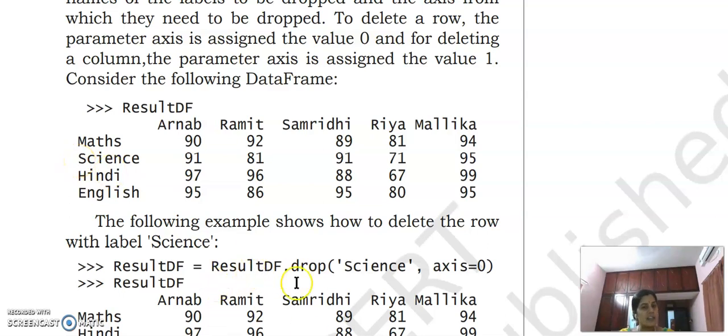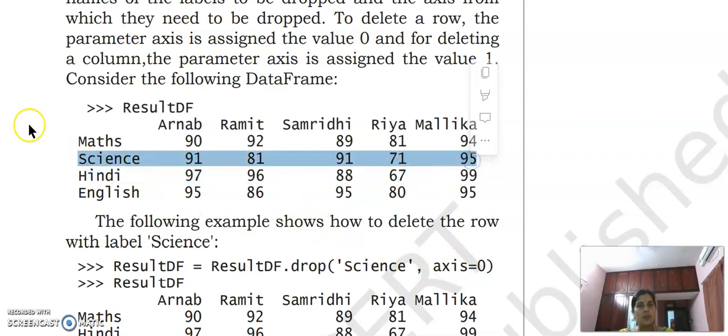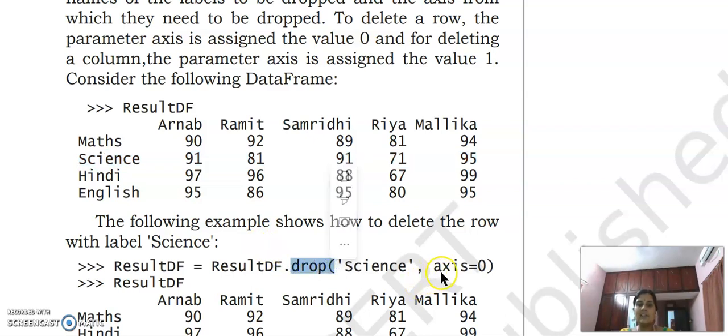result_df = result_df.drop('Science', axis=0). Then this Science row will be gone, because axis equal to 0 means that row is deleted. It is like in a Word file, where we delete some rows. There are options to delete or insert a row, and here we use the drop function. The function name is drop. Science comma axis equal to 0, then the Science row is lost.